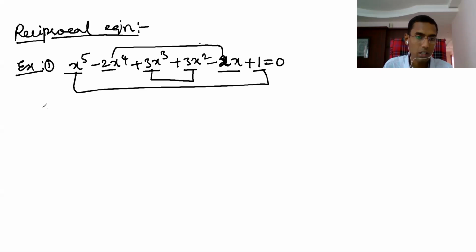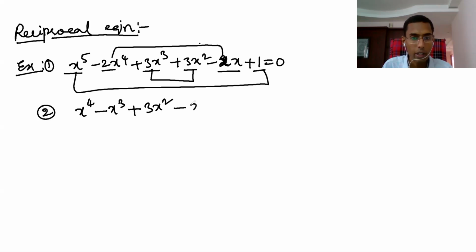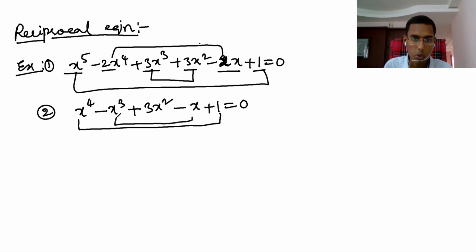So I want to make it simple before writing the definition. Again, let's say x power 4 minus x cube plus 3x square minus x plus 1 equal to 0. This is also reciprocal equation. How do we know? These both should be equal, and these both should be equal, and this is the same. From the beginning the third term and from the end the third term are also the same. So this is reciprocal equation again.